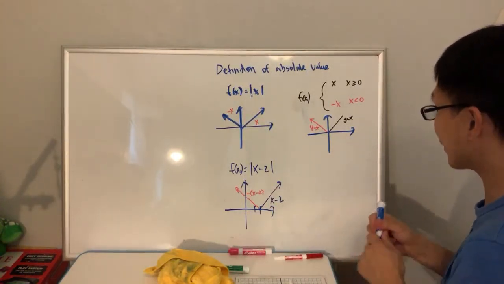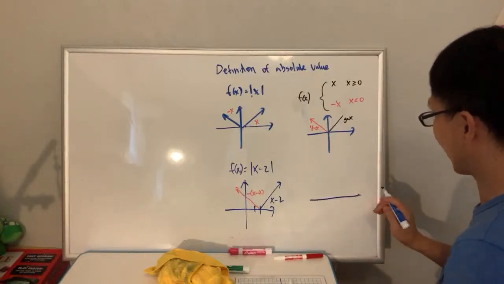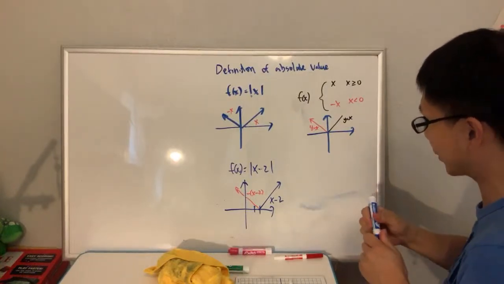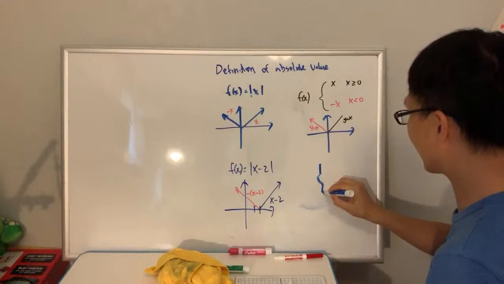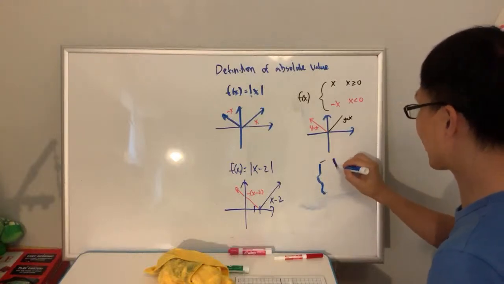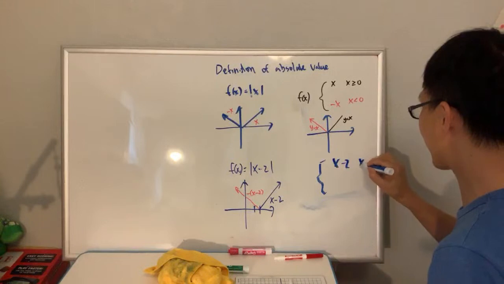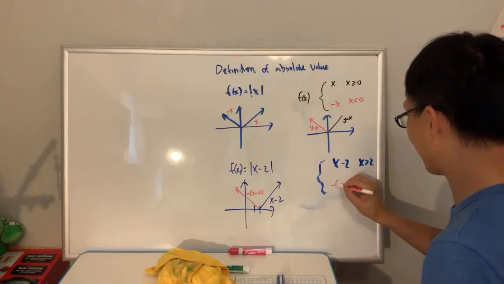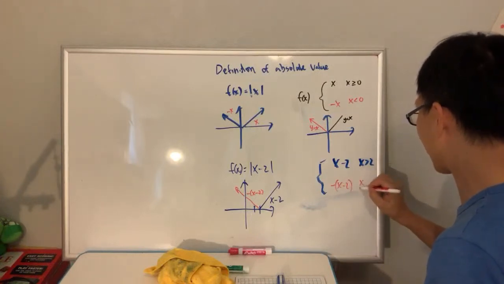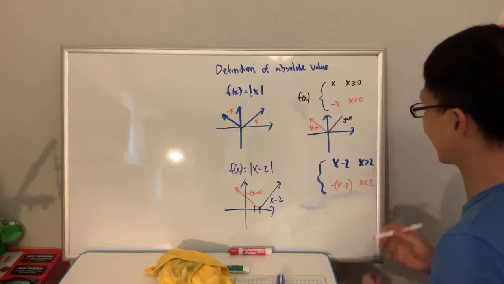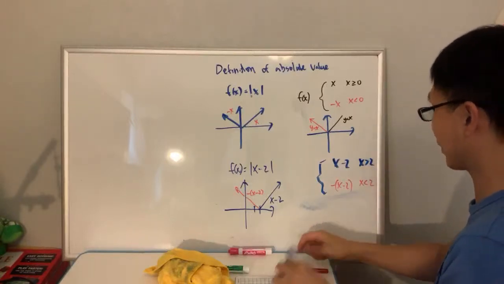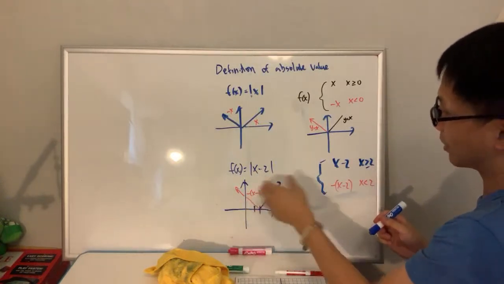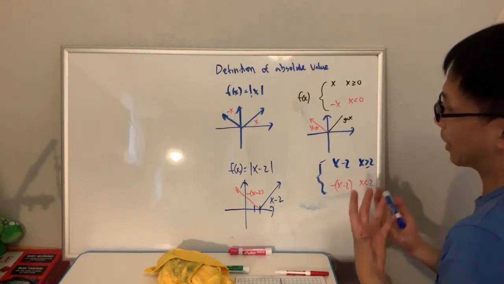So the piecewise function is going to be written like this, with a brace: x minus 2 when x is greater than 2, or the negative of x minus 2 when x is less than 2. One of them can be greater than or equal to, and that's fine. But just put a parenthesis and a negative sign in the front, and that becomes this function. That's going to help me in different cases.